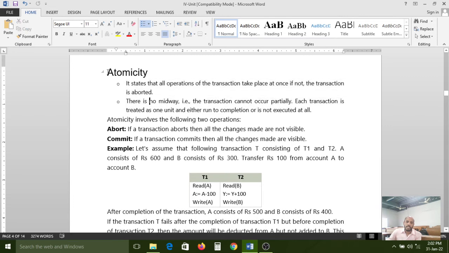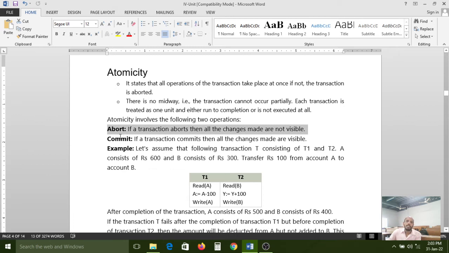So that is the functionality of atomicity. Atomicity involves the following two operations. The first one is what? Abort. If a transaction aborts, then all changes made are not visible.